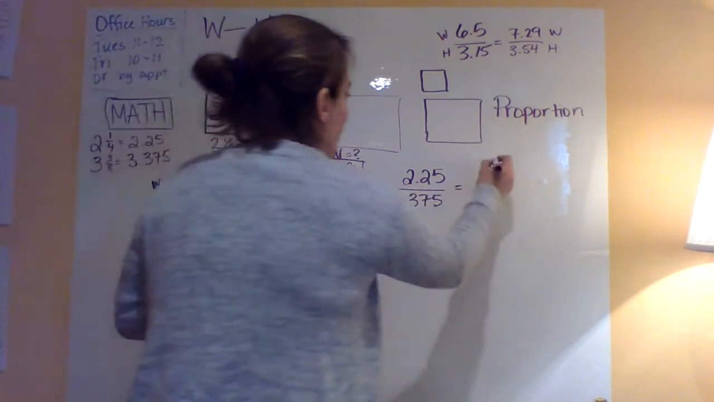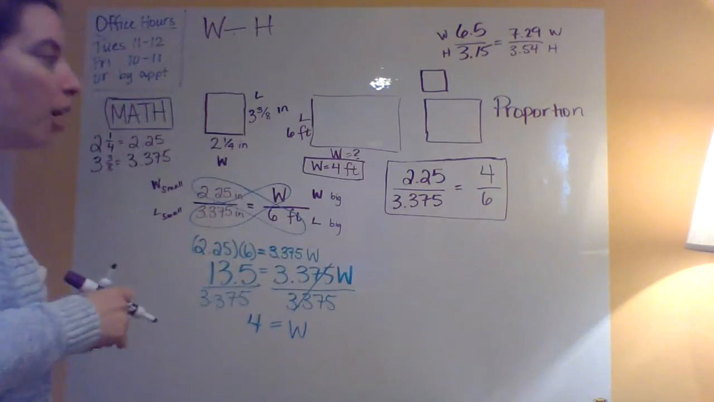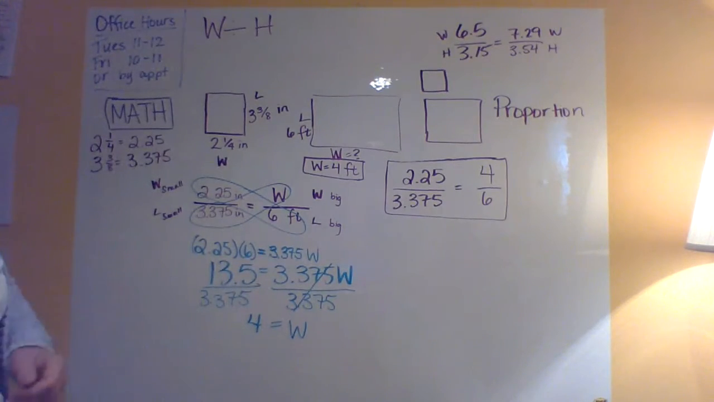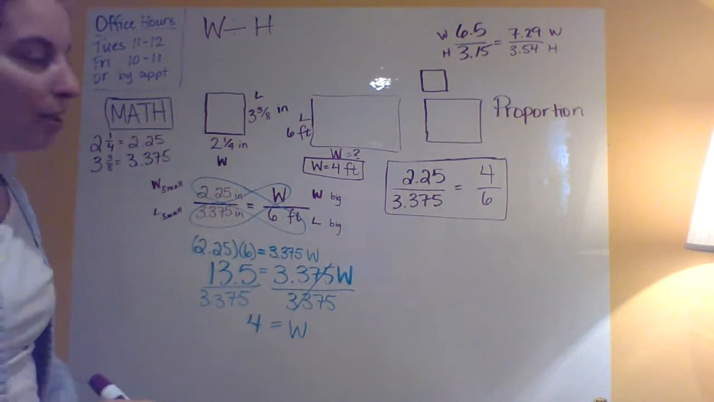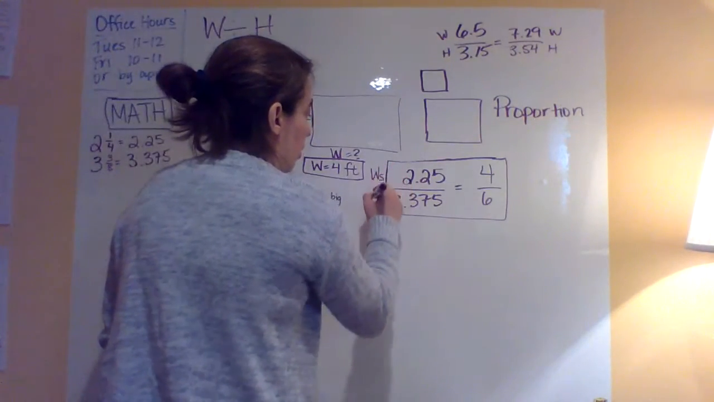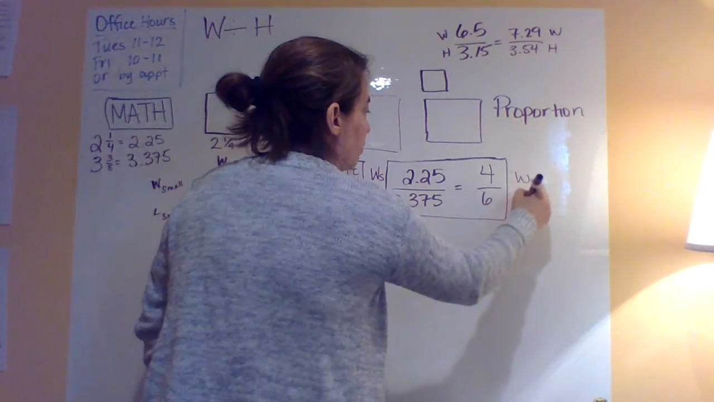Now, there are a lot of ways that would not be correct to write it, but there are some other ways that would be correct. So remember that I said that your proportions have to have a pattern. That's the important part. So here we did width of the small one to length of the small one, width of the big one to length of the big one.